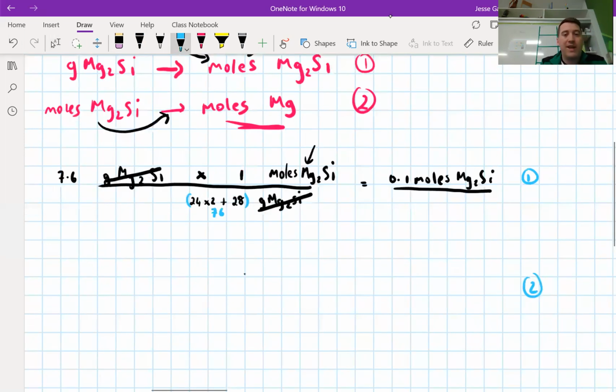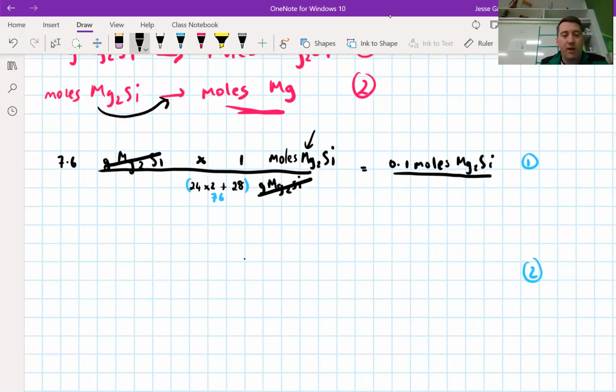Okay, I'm going to set up a unit analysis again. You can't go wrong if you do this by unit analysis. So we're going from moles of Mg2Si times a conversion factor that we've got to set up. I'm going to link together the two things I want to go between: moles of Mg2Si to moles of Mg. So pause the video and write down which one should be on the top and which one should be on the bottom.